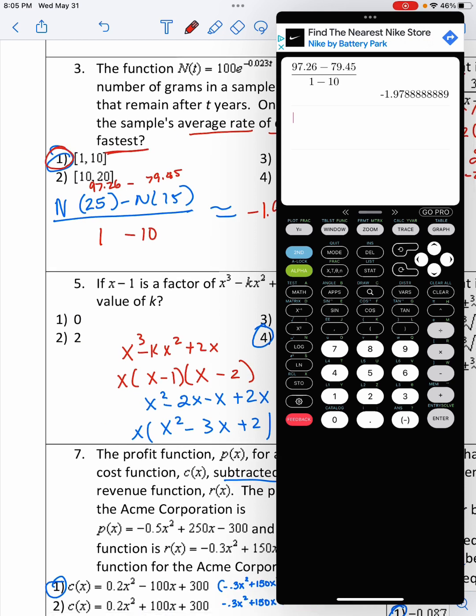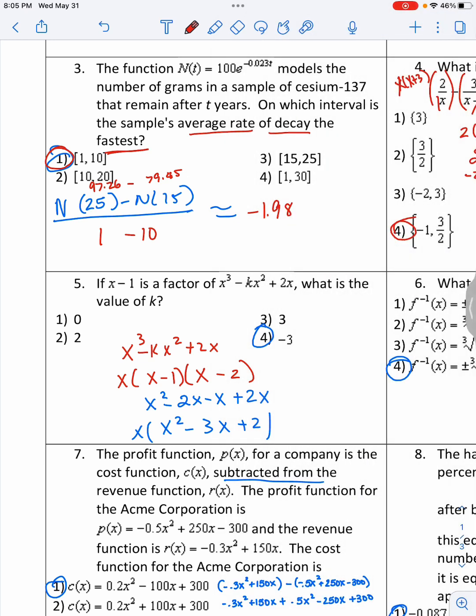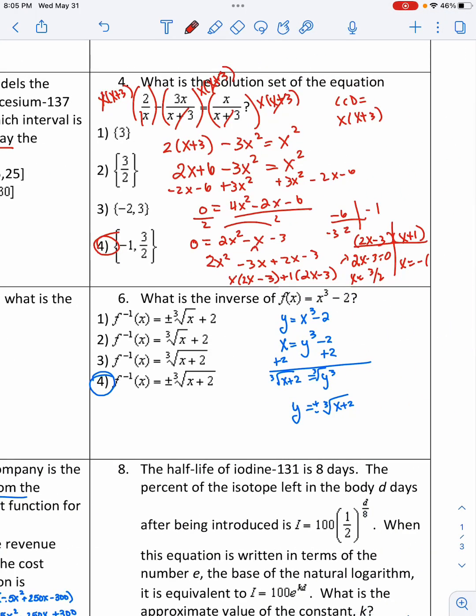All right, so moving on. For the next one, we're going to be multiplying each expression in the equation by x times x plus 3 so that we can cancel out the denominators. So in our first part, we have the x's that cancel out, so I multiplied 2 times x plus 3. Minus here the x plus 3 cancels out, so I have 3x times x, which is 3x squared. Here the x plus 3 cancels out, so I'm left with x times x squared.